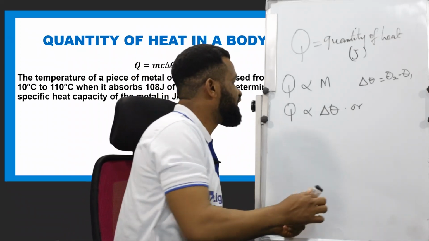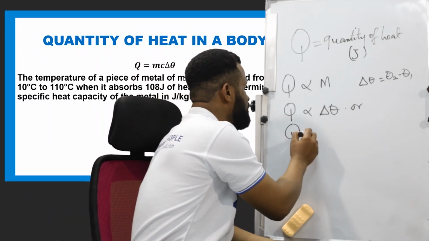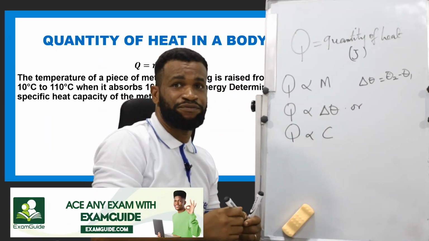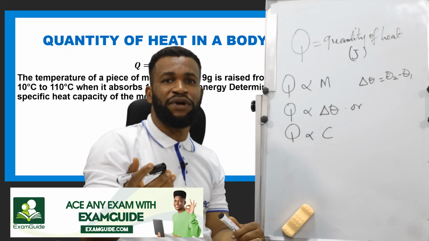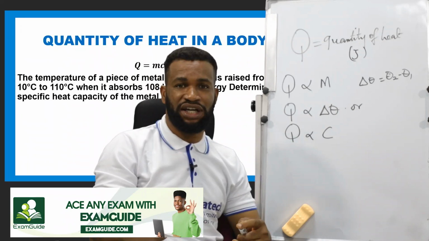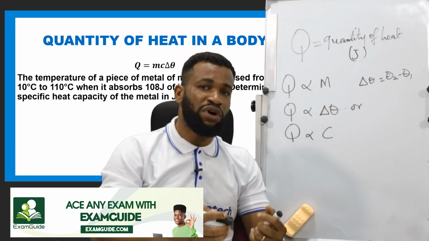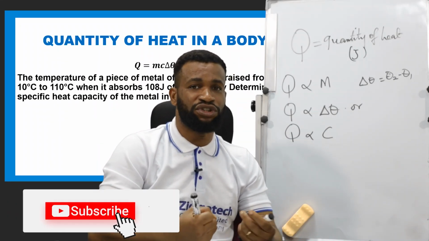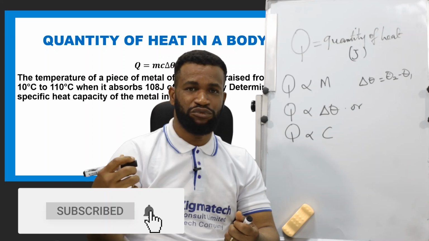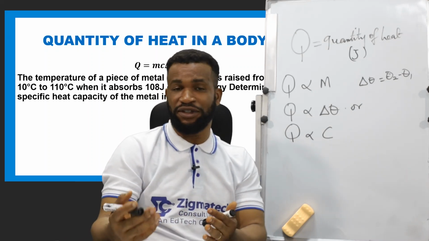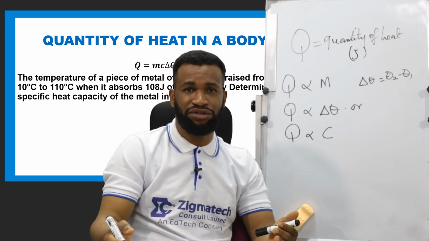Then another thing that defines the quantity of heat of a body is the nature of the material. For example, you can't compare the quantity of heat absorbed by water to that of maybe iron or copper, because water retains much more quantity of heat than most of those metals, and that will be seen in their specific heat capacity, and all the rest of them.